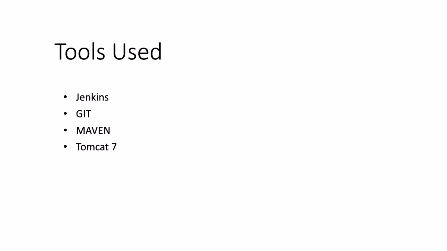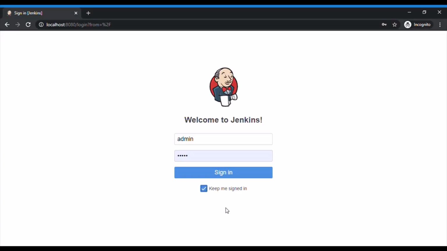In order to create the job, I have used the following tools in this video: Jenkins, obviously, Git as a source code repository, Maven to build the project, and Tomcat 7 to deploy the application. Alright, let's begin with the pipeline configuration. For this you need to log into Jenkins.